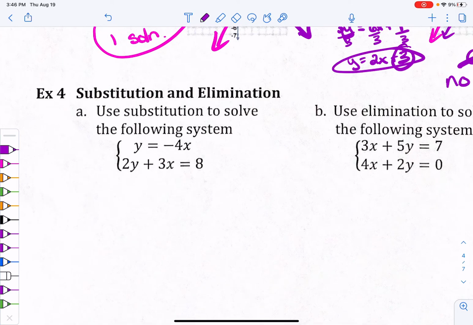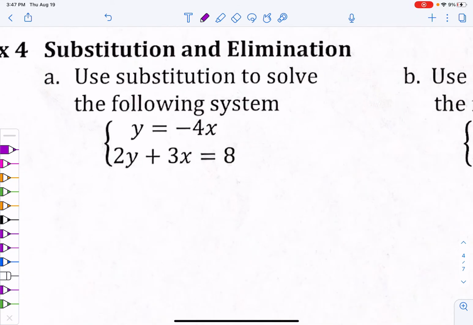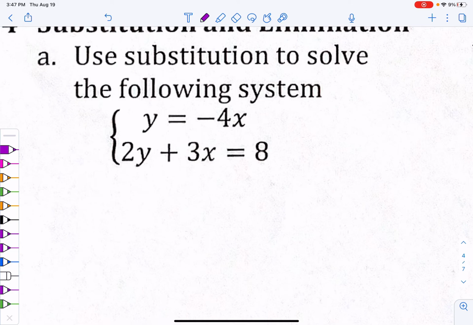Substitution versus elimination, you can do either one of those processes on any system of equations, but some of them are easier and ready to go for one process over the other. Like A is easier to go ahead and just do it using substitution because the y is already solved for. Okay, substitution, you have to have one of the variables solved for. It doesn't have to be y. It could be x, but you have one of them solved for.